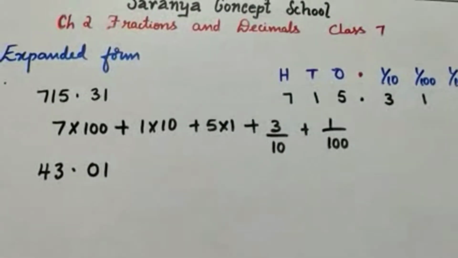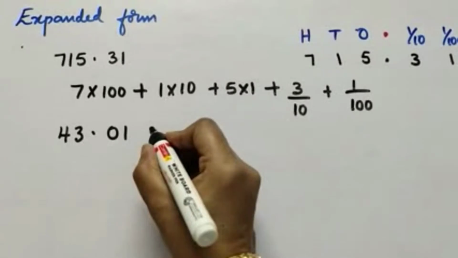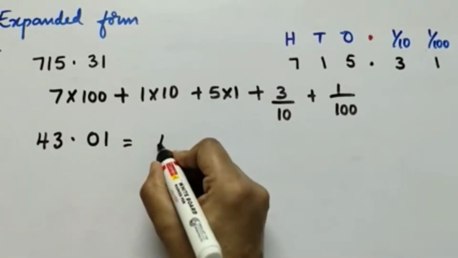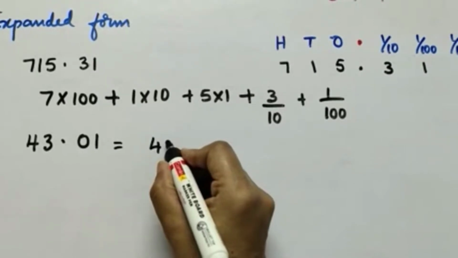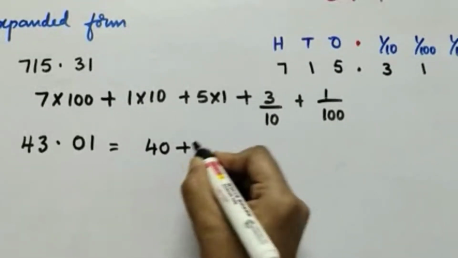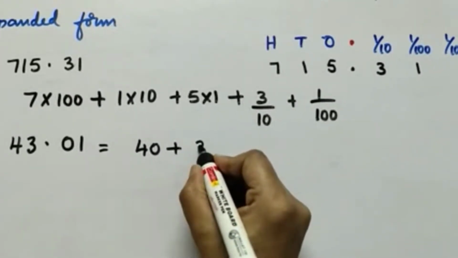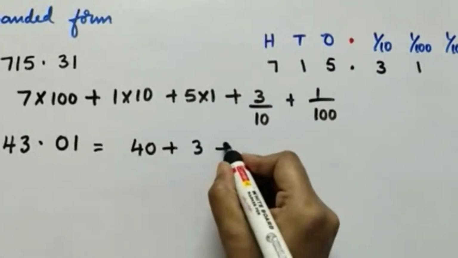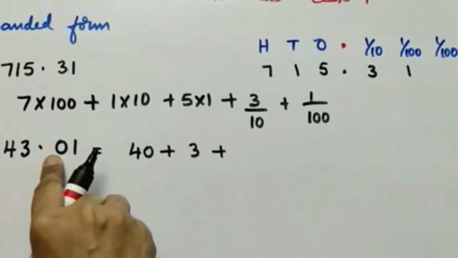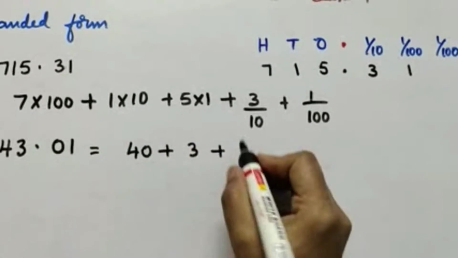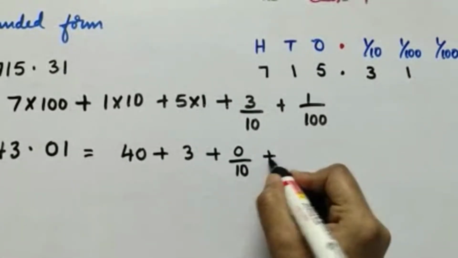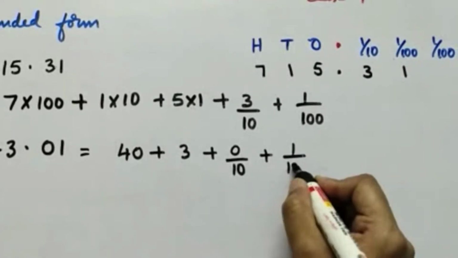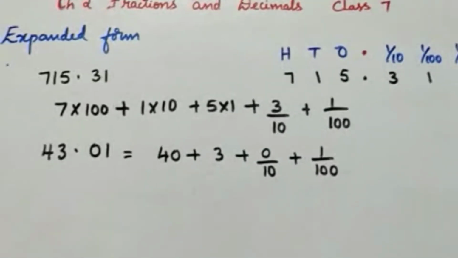43.01. Yes, let us know. 4 is in tens place, so you can write 4 into 10, which is 40, plus 3 is in ones place, so 3 into 1 is 3, plus in 1 by 10th place you have 0, so it is 0 by 10, which is nothing but 0 itself, plus 1 is in 100th place, so 1 by 100. So I hope you understood, children.